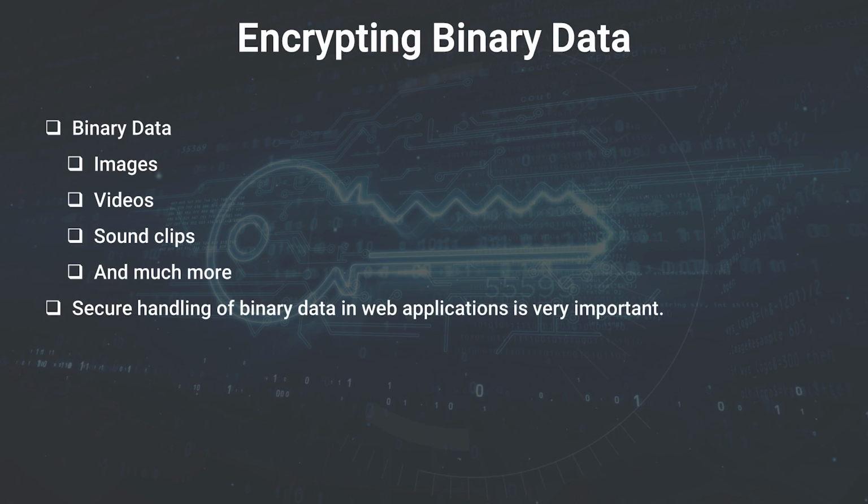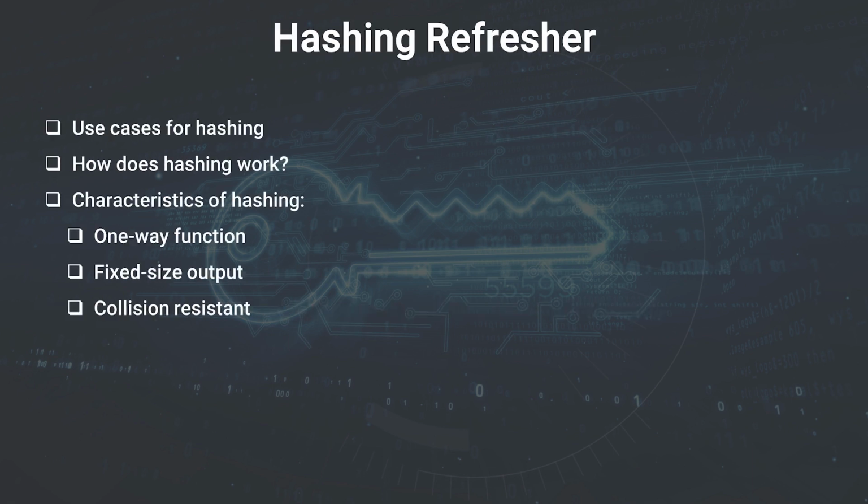Module 5 digs deeper into the Web Cryptography API, a powerful tool for implementing cryptography in web applications. We'll explore how to encrypt binary data, use JavaScript for password hashing with MD5 and SHA algorithms, and ensure the security of your applications. Practical examples and code snippets will help you grasp these concepts quickly and effectively.